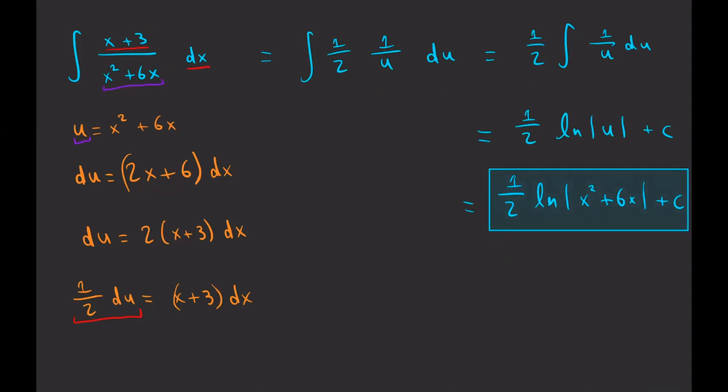All right, so there's an example of a u-sub where when you do your du, you don't explicitly get what's in the integral. You have to do a little bit of algebra, some work there to figure out how to get that out. Let's go ahead and do one more example.